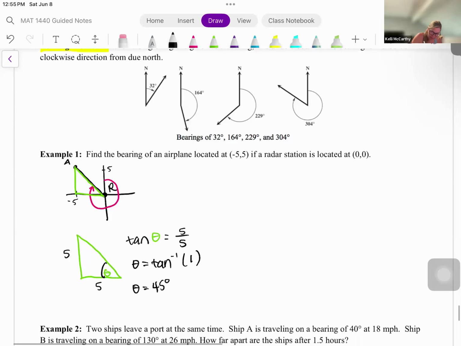So this angle right here is 45 degrees. If I put that back in the original picture, that means this angle is 45 degrees. Well, that's not my entire bearing. My entire bearing starts at due north, that true north, and goes all the way around. So the bearing is going to be, starting from here, 90, 180, 270, plus that 45 we just calculated. So our bearing is 315, or the bearing of the airplane is 315 degrees.